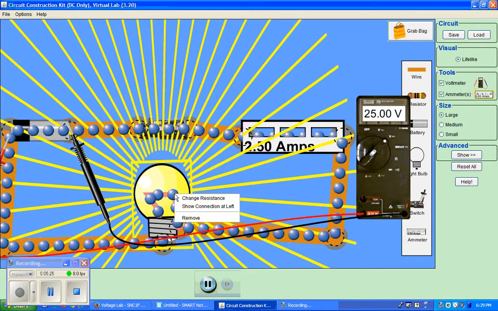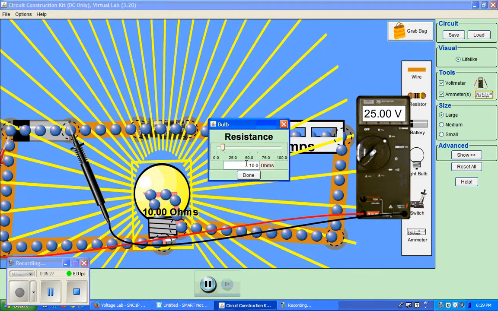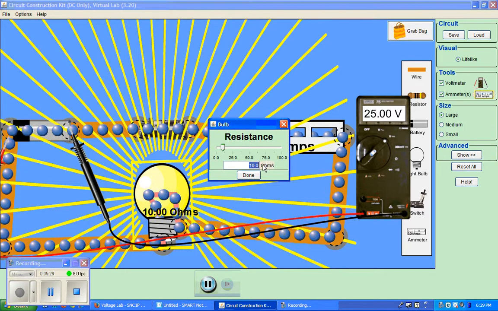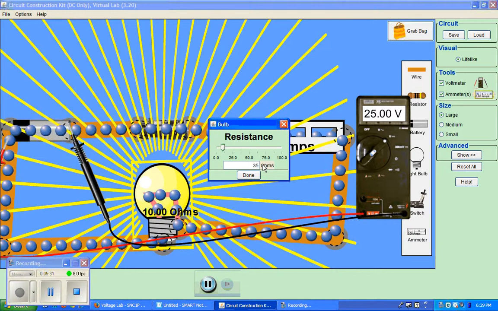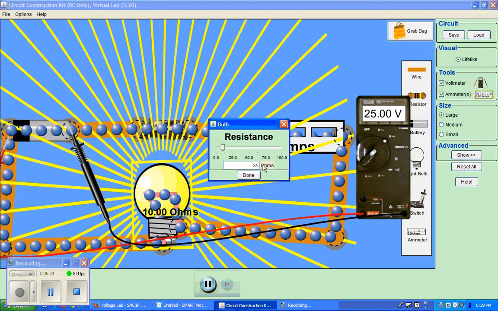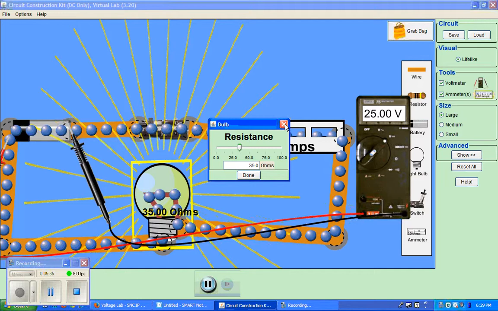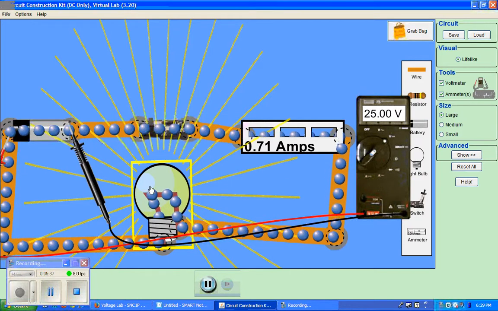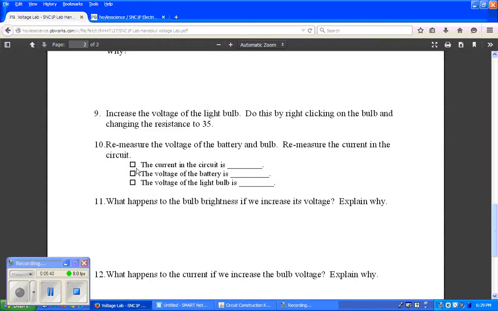So I right-click my bulb. I'm going to change resistance. I'm going to highlight the 10 ohms there and change it to 35. Watch when I click enter on the computer, and all of a sudden now some things have changed. Okay, so it says remeasure the voltage of the battery and bulb, remeasure the current in the circuit.